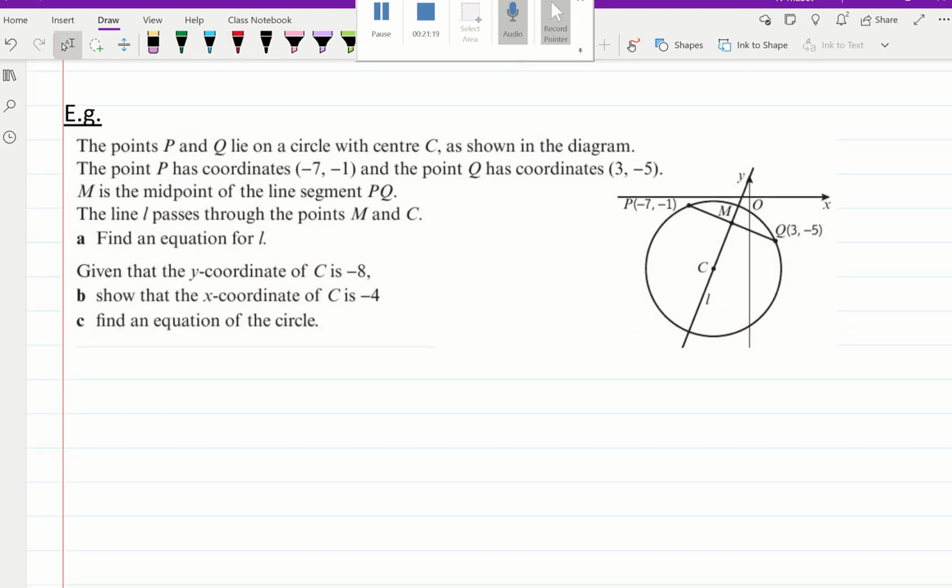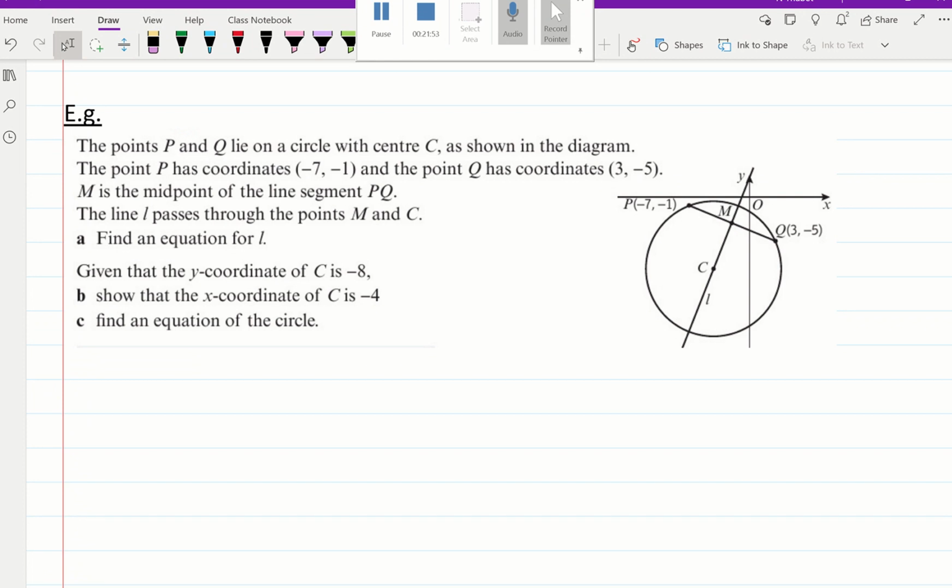Okay, so the points P and Q lie on a circle with center C, as shown in the diagram. The point P has coordinates -7, -1, and the point Q has coordinates 3, -5. M is the midpoint of the line segment PQ. The line L passes through the points M and C. Find an equation for the line L.